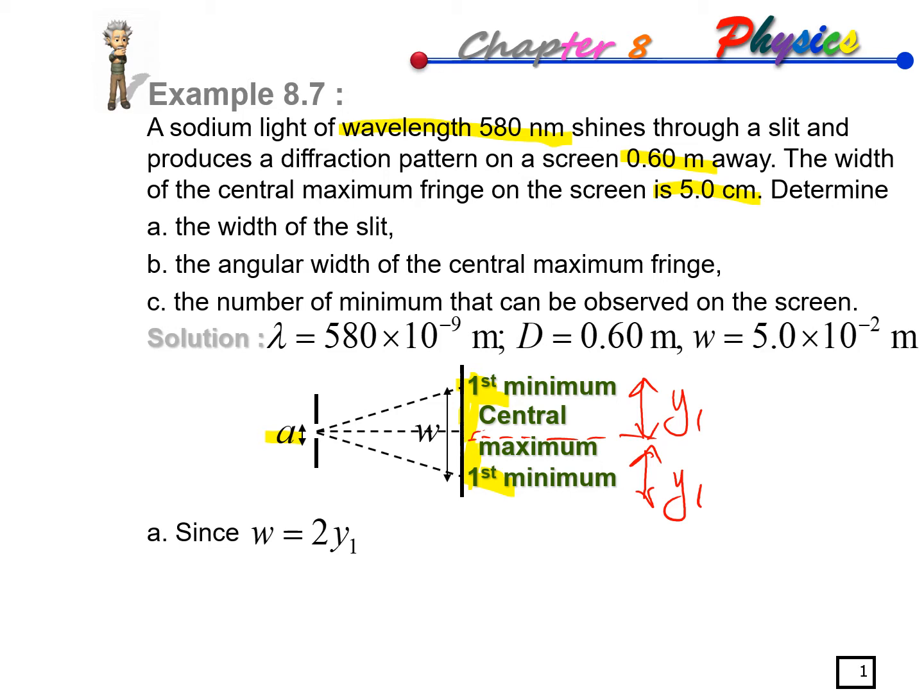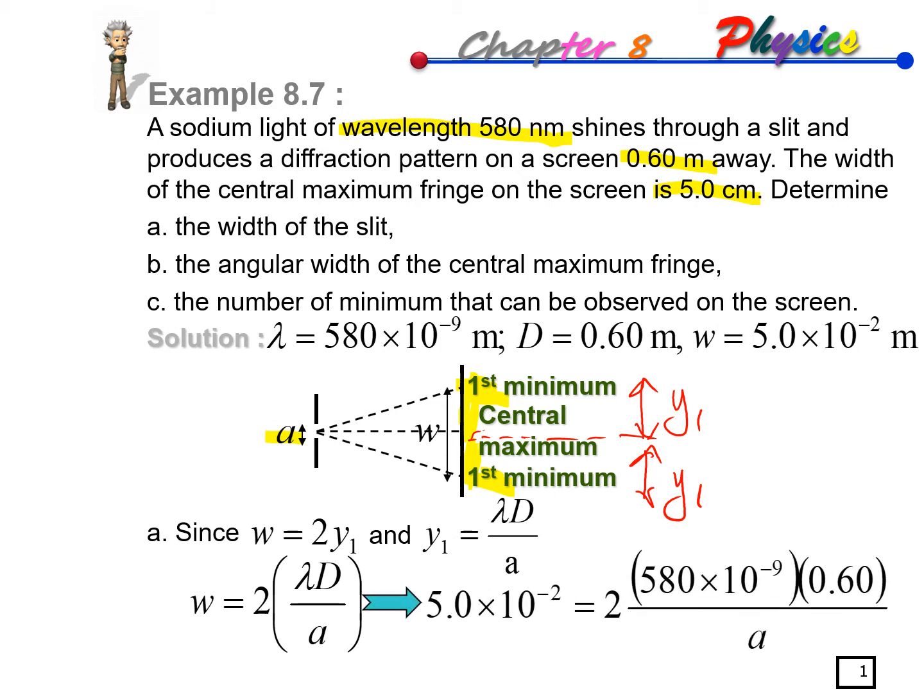From the equation, to determine the value of y, since it is width, the distance will become twice the value of y. So rearrange, and we can find the value of a. Either you do it like this, or you can simply divide the width by 2 to determine the value of y for the first order. Once you have the value of y, just replace it over here, no need to multiply by 2. So you will obtain the value of the width of the slit.